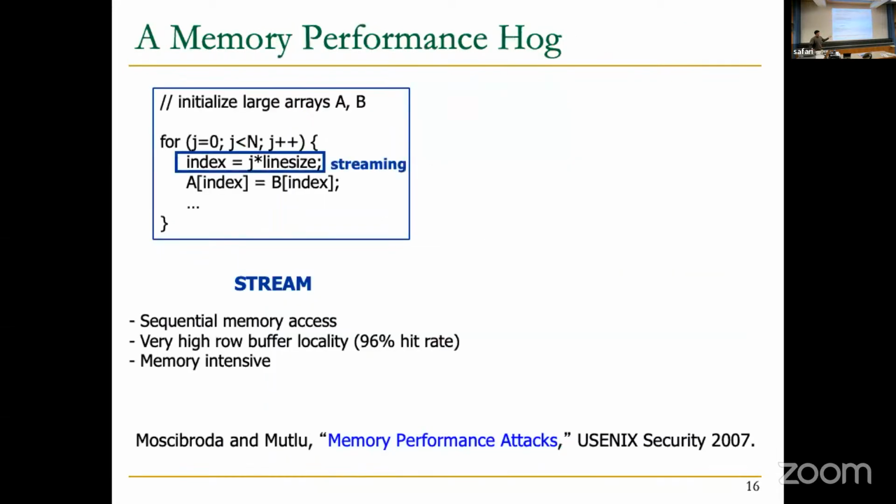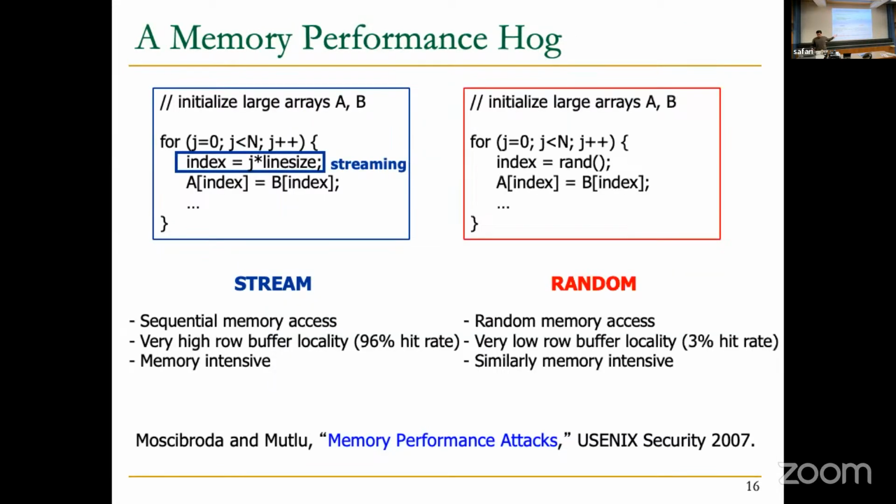You can see some code examples of these two workloads. The streaming workload has a very high row buffer locality. Almost every request of stream is a hit in the row buffer. And the random workload has a very low row buffer locality. So almost every request is a miss or a conflict in the row buffer in the DRAM bank. And they're both memory intensive.